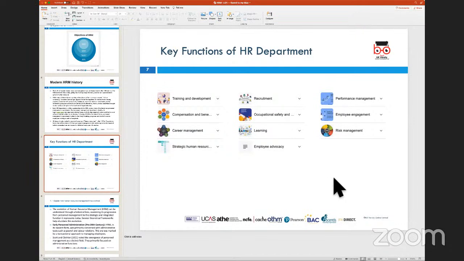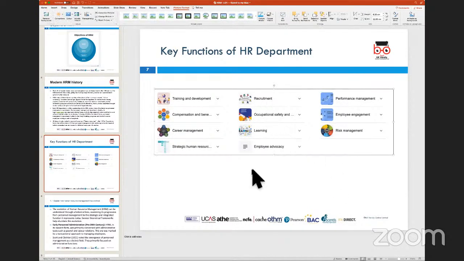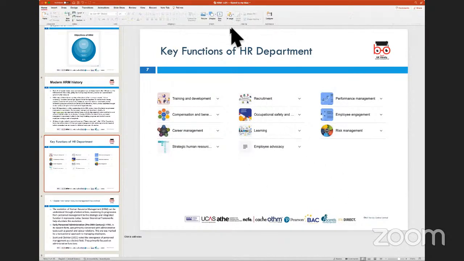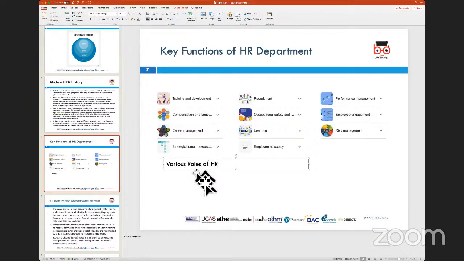Now, what are the various types of roles HR could be performing? So if I put it this way, when we talk about HR, what are the various roles of HR that a person could perform when you say that I work within the HR department?